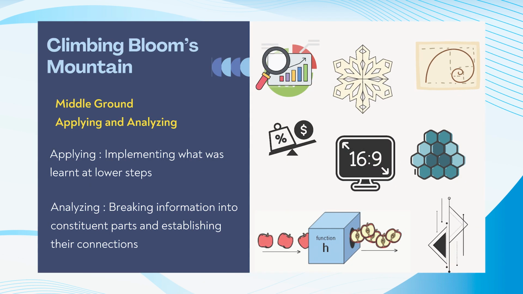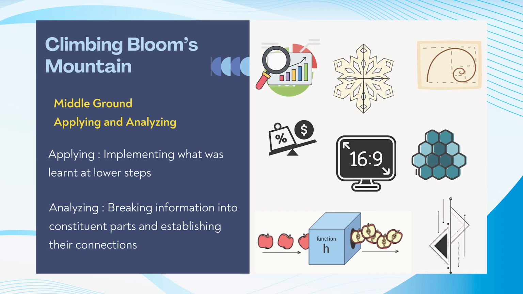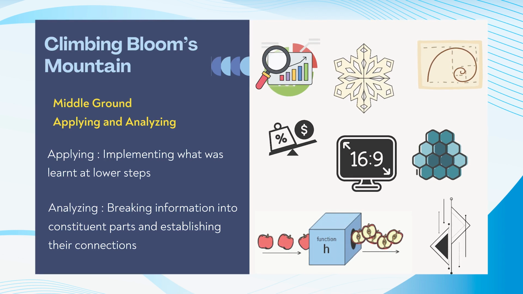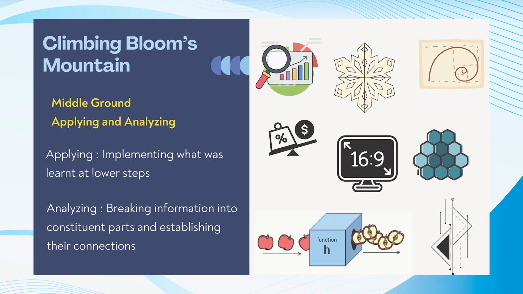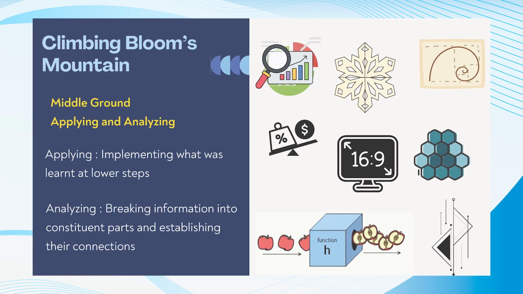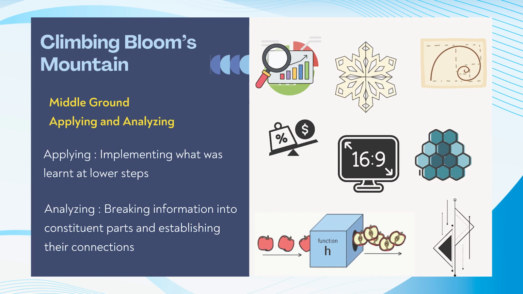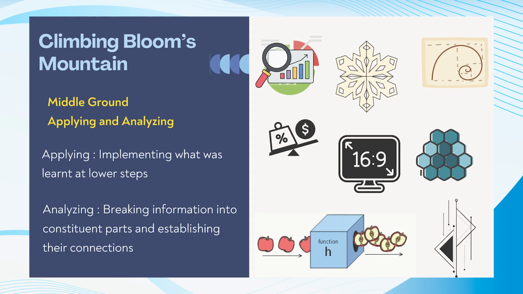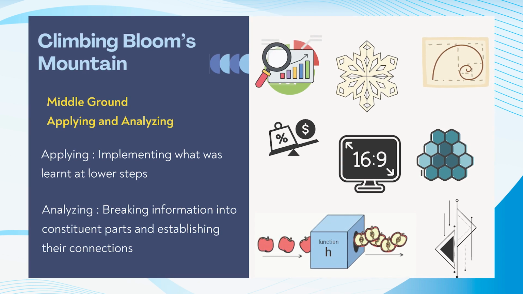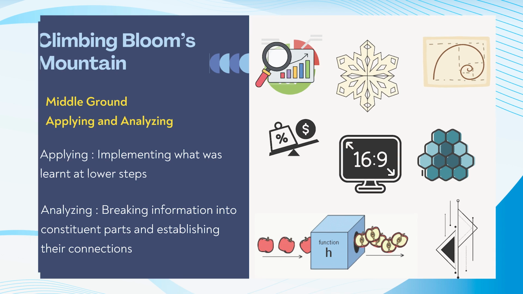Middle ground. It is important to challenge the students to use their knowledge to solve problems, explain and present their thinking and ideas to their peers, or compare alternative solutions to determine the best suitable solution or argument in a situation. This addresses the applying and analyzing levels of the taxonomy. This is where critical thinking begins to flourish.